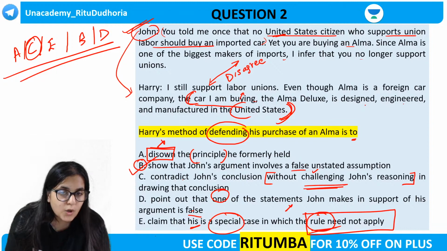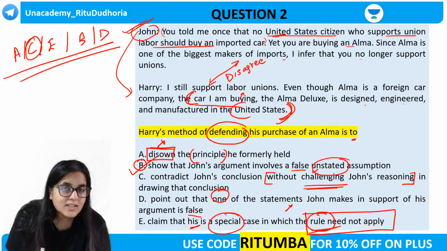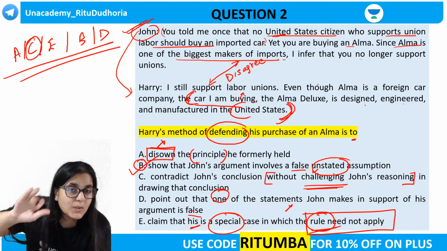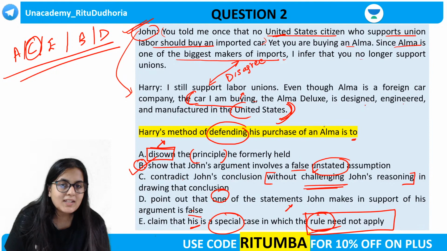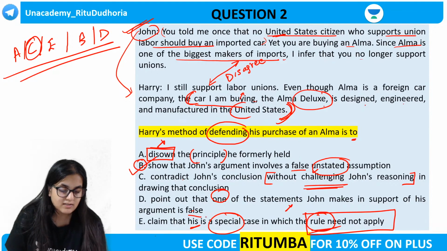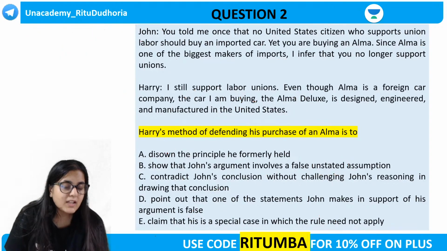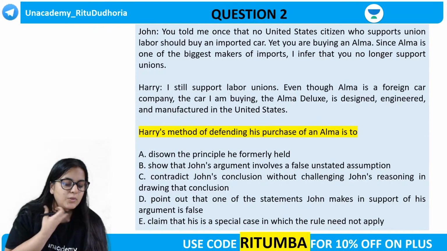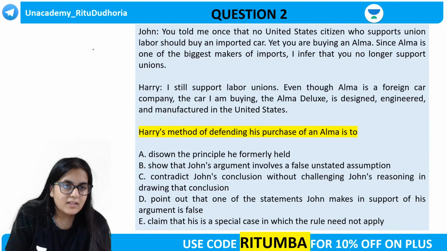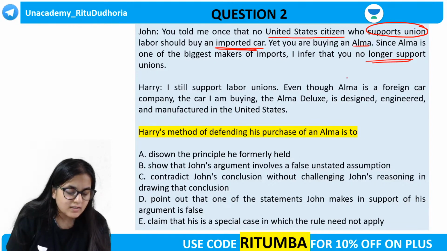It involves a false unstated assumption. Unstated assumption क्या है? He's just said Alma is one of the biggest makers of imports. He's conveniently not looked at the fact कि he's buying an Alma Deluxe which is indigenous. सुनो guys, रुको देखो step by step चलते हैं, सब लोग सुनो यहाँ पे. जॉन हैरी को बोल रहा है कि तुम यूनाइटेड स्टेट्स के सिटीजन हो, तुम इंपोर्टेड कार क्यों खरीद रहे हो? तुम्हारा पहले मानना था कि whoever supports the union should not buy an imported car. You're buying an Alma. Are you a sellout? Do you no longer support unions?